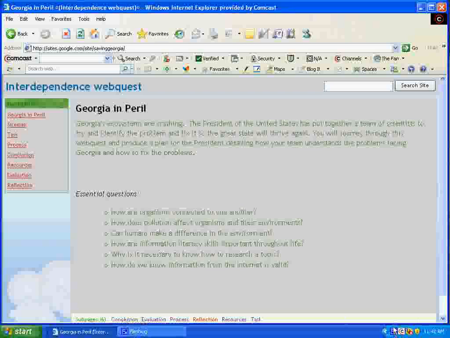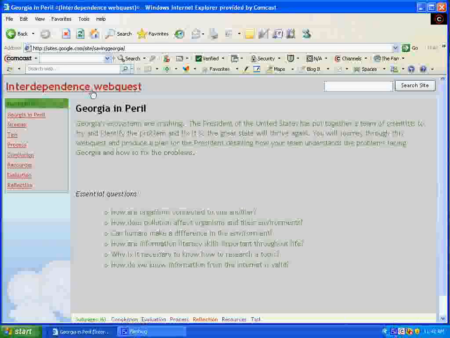Today we are going to finish our interdependence unit by completing this Webquest. Over the last several weeks we've been talking about ecosystems and their characteristics, problems with the ecosystems, the earth in general around us, and now we are going to do a Webquest specifically targeting our state of Georgia.